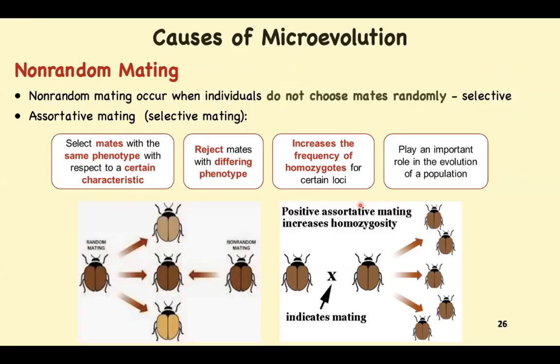Okay? So next point is non-random mating, a cause of microevolution. Kalau random mating is the condition of Hardy-Weinberg equilibrium. Kalau tak, terjadinya non-random mating is when individuals do not choose mates randomly. They become selective. Contohnya dia berkenan dengan dia punya partner tu because of the colour or because of the strong body atau apa-apa dia favor the mates tu. Okay, so this is called selective mating.